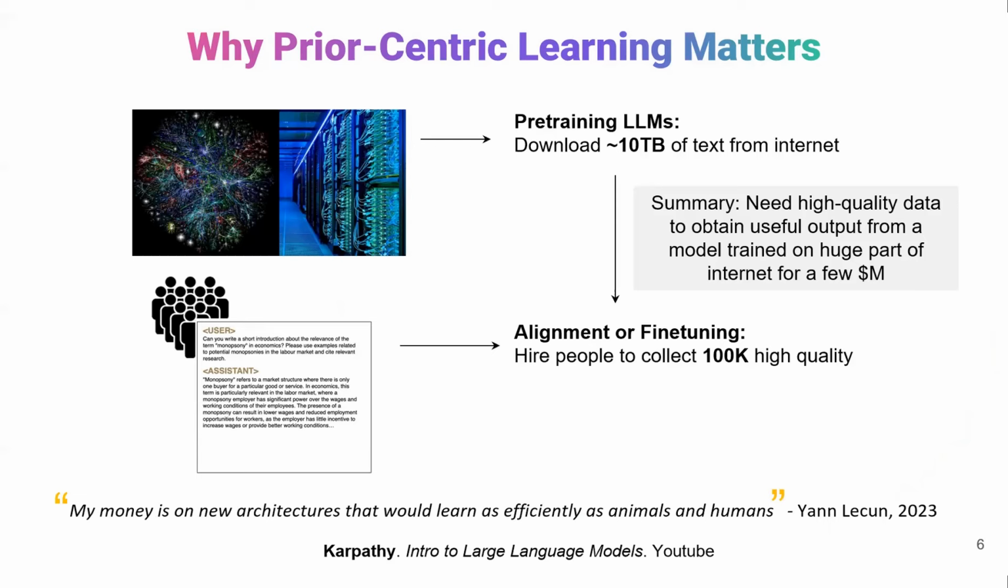Now, one more really nice example on why we want to use priors is that the output of large scale pre-training on this internet scale data is not really useful to us in any sort of form. We still need fine-tuning on high quality data for models like ChatGPT, which are trained on internet scale data for millions and millions of dollars. And as Jan said, we need better architectures to learn efficiently.